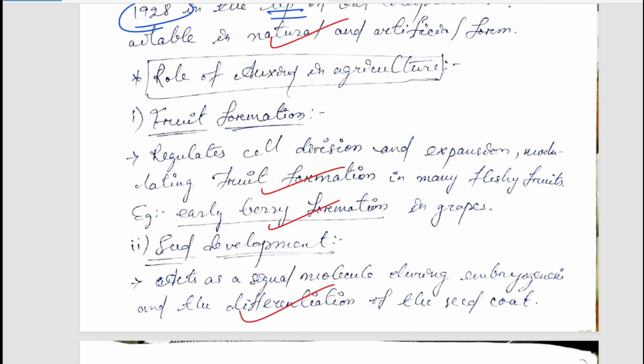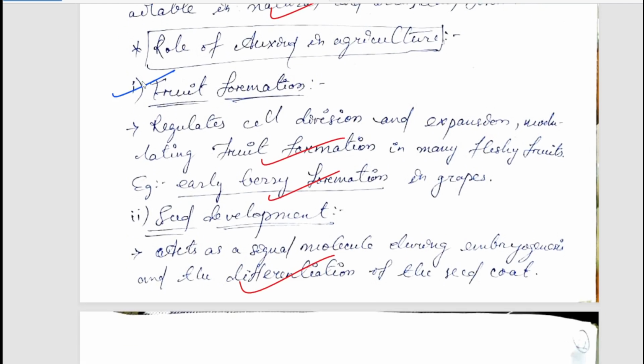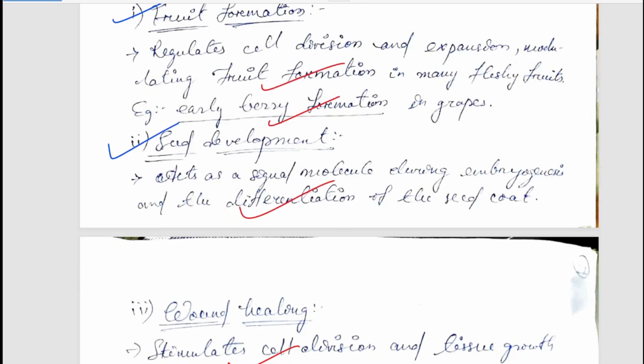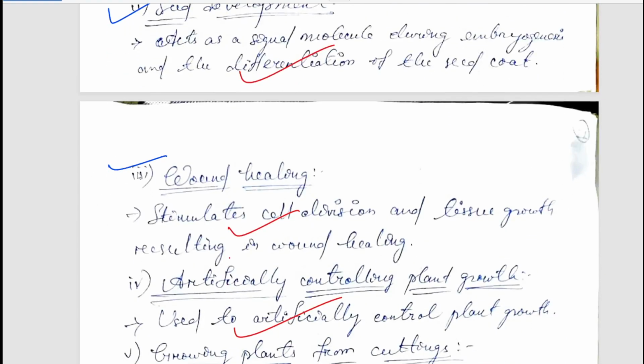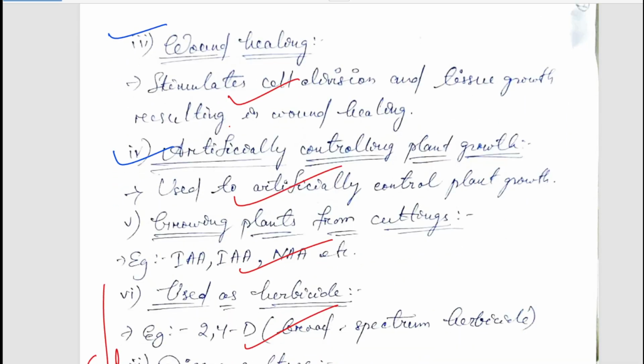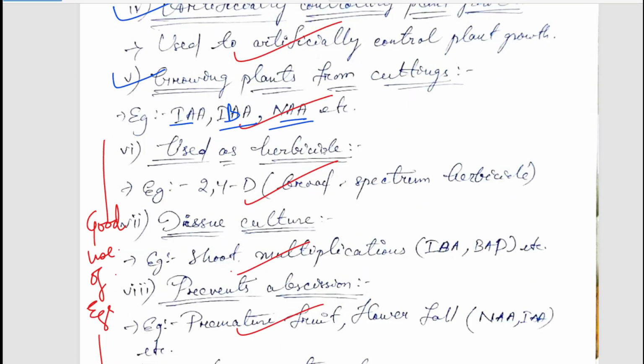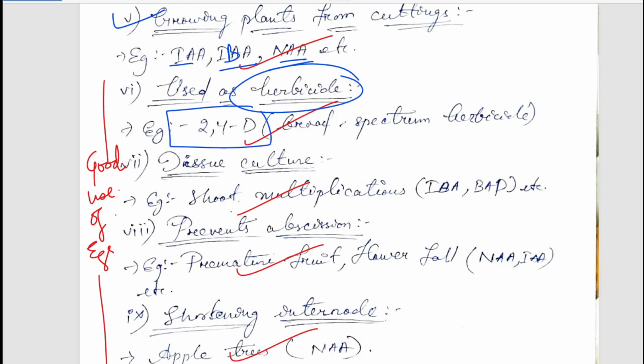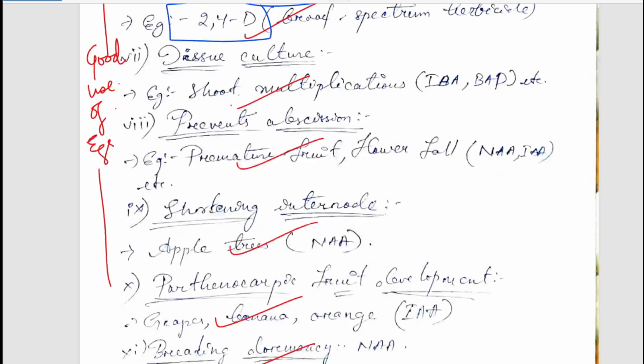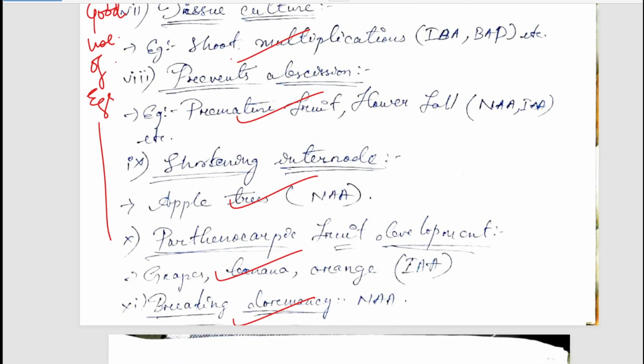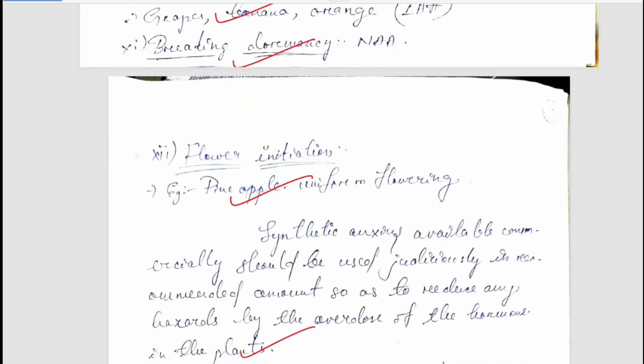Now the role of auxins in agriculture has been mentioned. Obviously it is highly helpful in fruit formation, in seed development, in wound healing, in artificially controlling plant growth, in growing plants from cuttings. IAA, IBA, and NAA are highly used there. These are also used as herbicides, and you will know about 2,4-D, that is highly used. So these are the various uses of auxins, and I think you all know it. You can simply pause and read it if you want to read the answers. I think it is fairly well written.